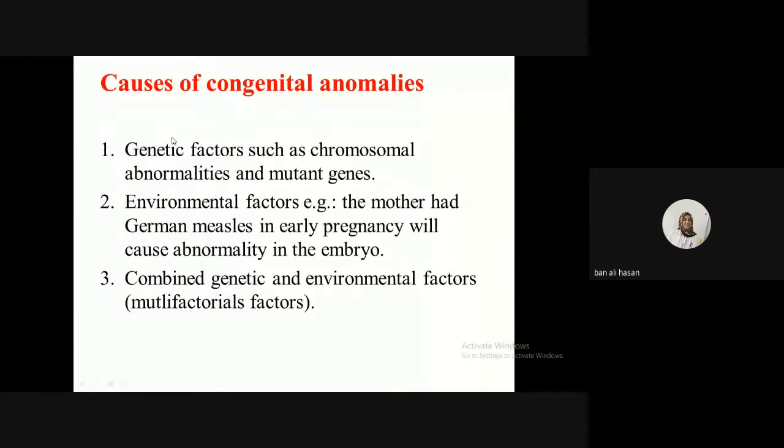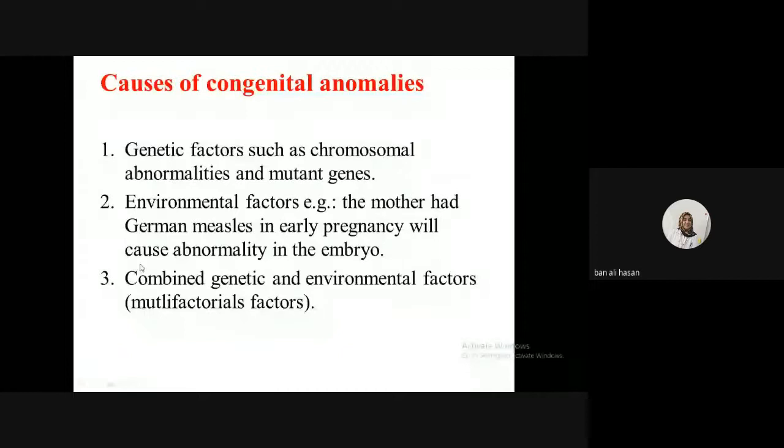Okay, another reason is environmental factors, like what? Like the mother had a disease before, viral disease, a bacterial disease, but most of all a viral disease, or the mother is exposed to X-rays, or any other environmental factors. But we will stop on German measles, الحصبة الألمانية. If this happens in early pregnancy, it will lead to abnormality in the embryo.